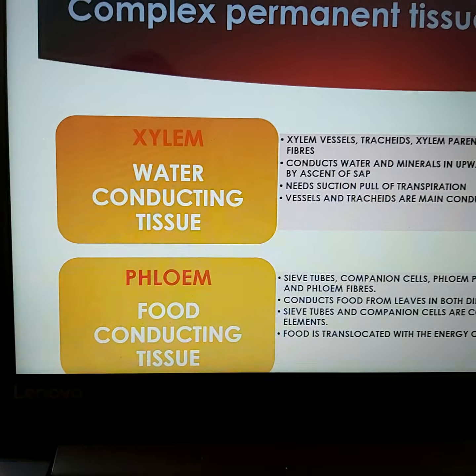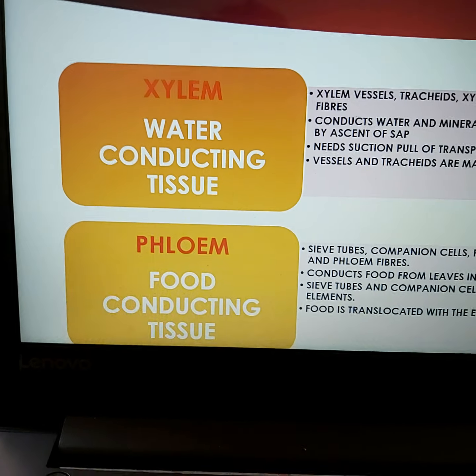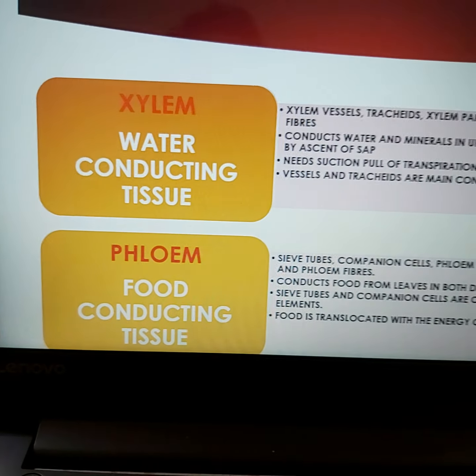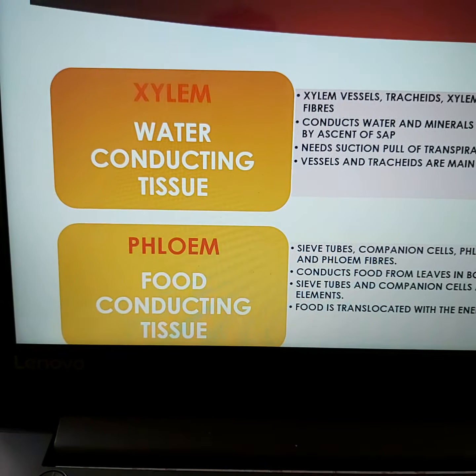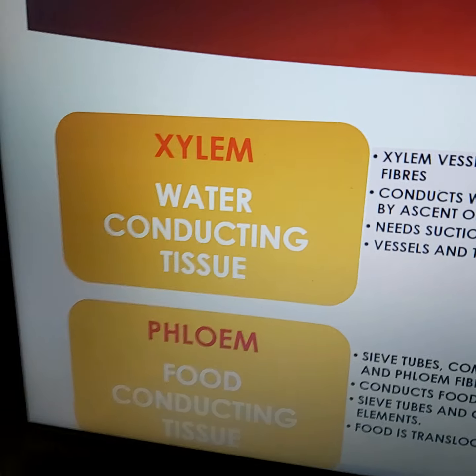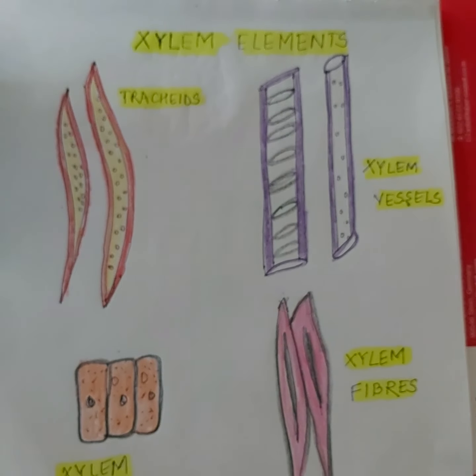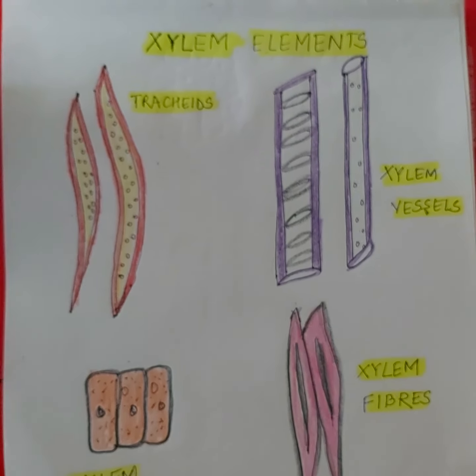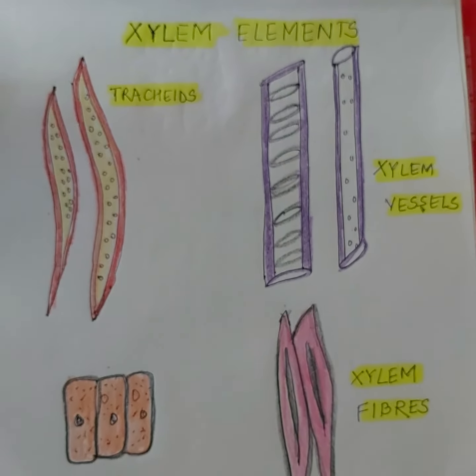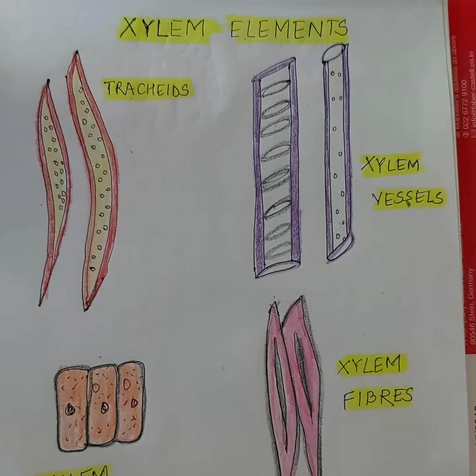Since plants lack an organ system for transportation, they possess specialized tissues which help in transportation of water and food. So one by one, we will learn the functions of these conducting tissues and how it takes place with the help of these tissues. For this, first we will begin with xylem. Let us see the diagram of the cells that form the xylem tissue. You can see very clearly that there are four kinds of xylem elements, four kinds of cells together forming the xylem tissue and helping in conduction of water.